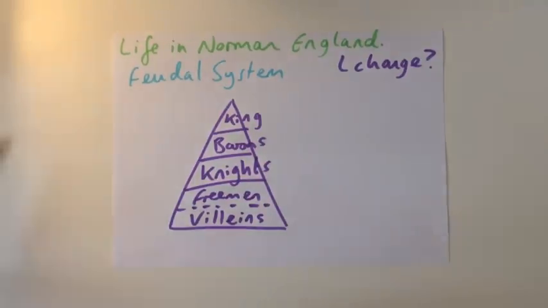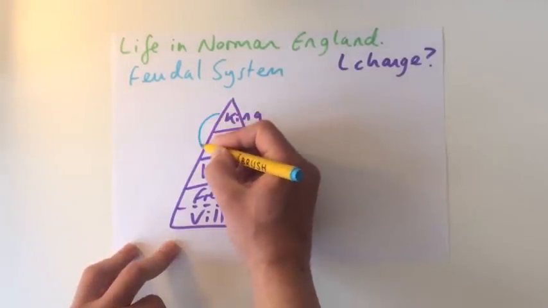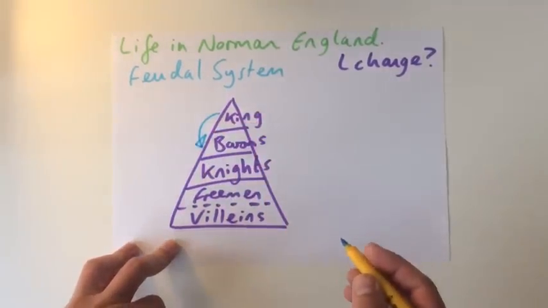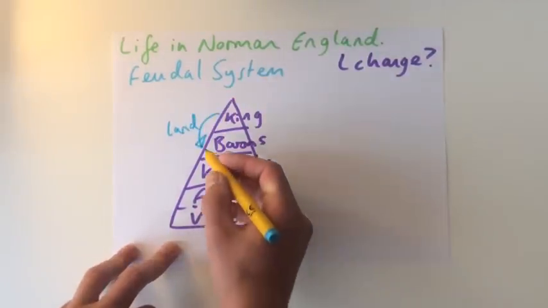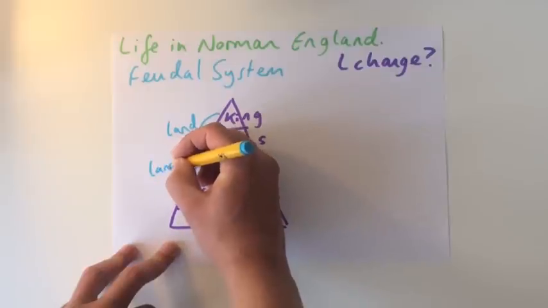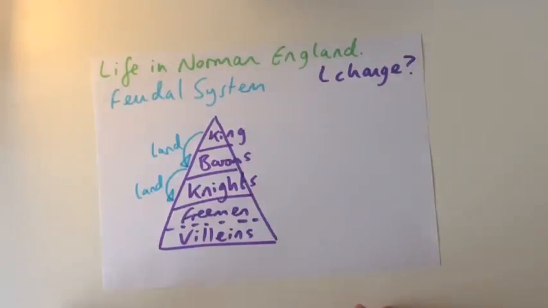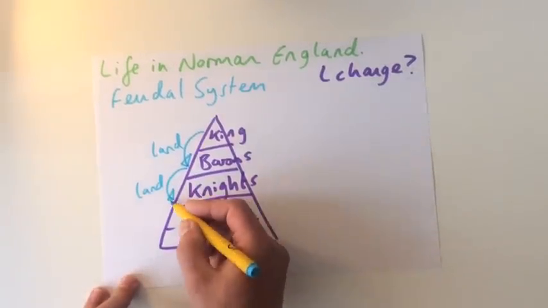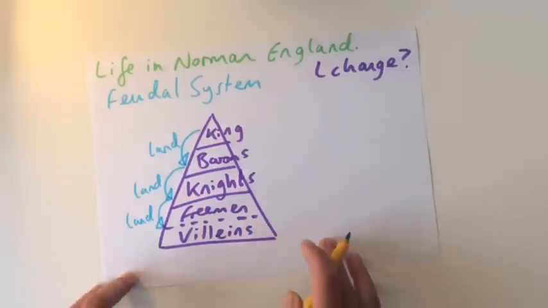So how does this structure work then? Well, essentially, the king controls all the land, but he shares some of it out. He gives some of it to his barons, who control large areas all around the country. The barons then share out that bit of land they've been given to the knights, so they might control one manor, one small village area. And then in turn, the knights allow the peasants to use that land for farming.